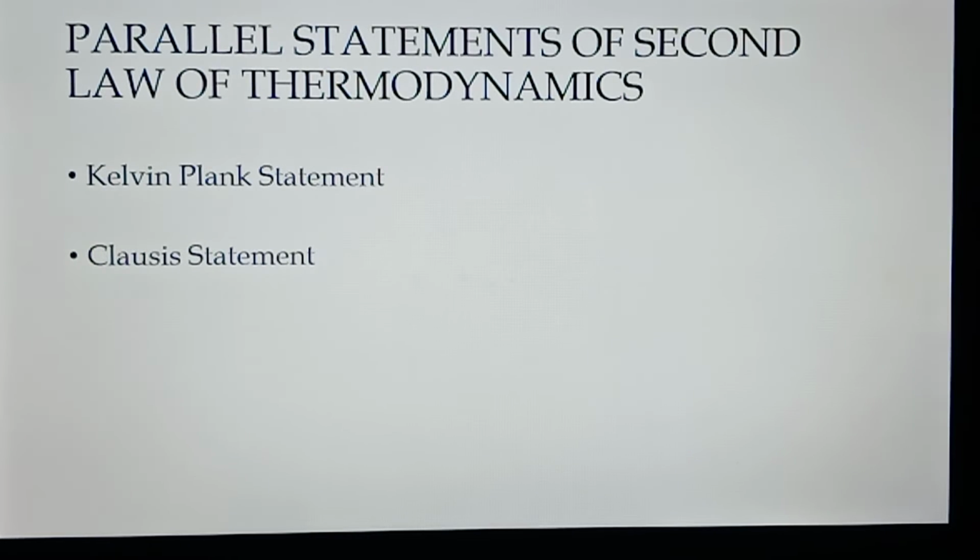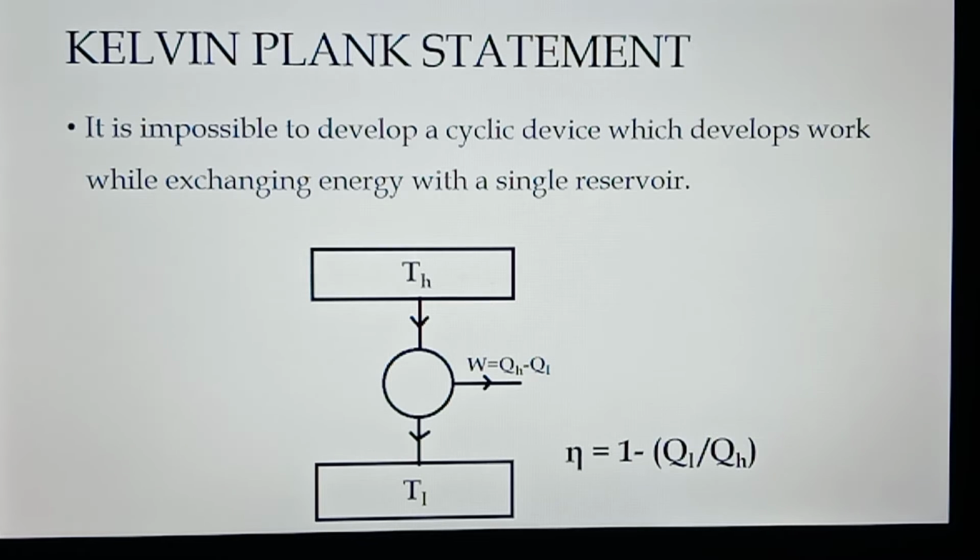Then come the parallel statements of the second law of thermodynamics. The first one is the Kelvin-Planck statement and the second one is the Clausius statement. What is the Kelvin-Planck statement? It is impossible to develop a cyclic device which develops work while exchanging energy with a single reservoir. In this diagram, there are two reservoirs. TH represents the temperature at the source region and TL represents the temperature at the sink region. The circular one is a cyclic device which absorbs QH amount of heat and rejects QL amount of heat. The work done is given by the formula QH minus QL.